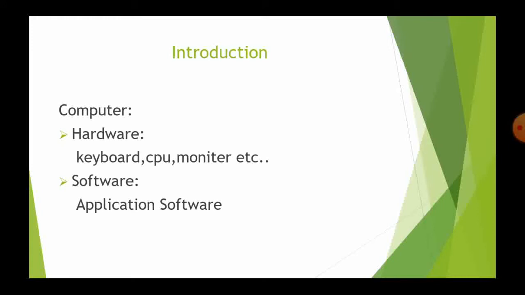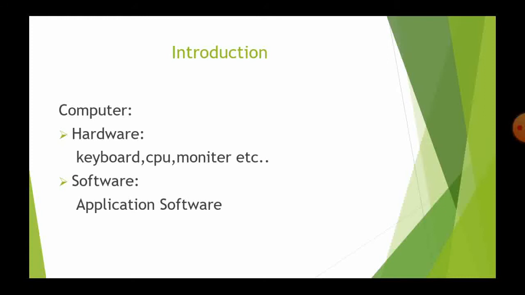What do we mean by hardware? Hardware is the electronic components of the computer. Can you name an example, like keyboard, CPU, monitor, printer? These come under hardware. You can touch and feel them. That is hardware. Software means you cannot touch and feel it.